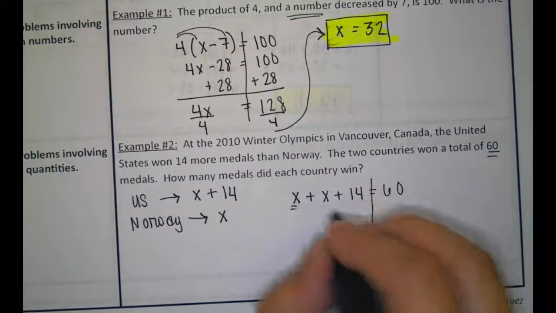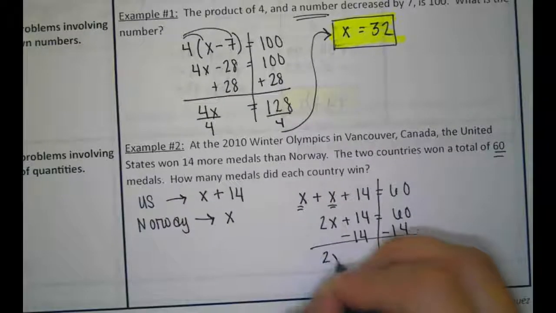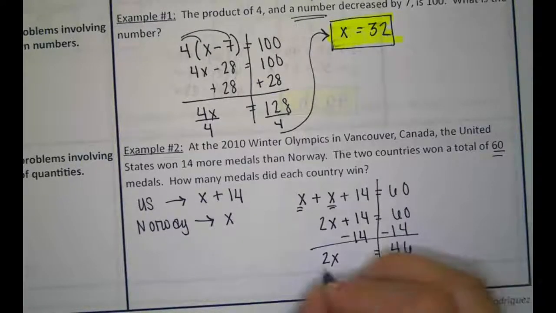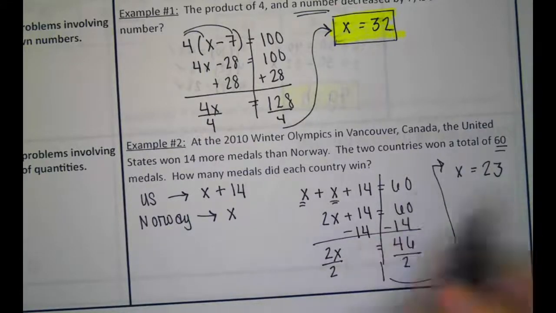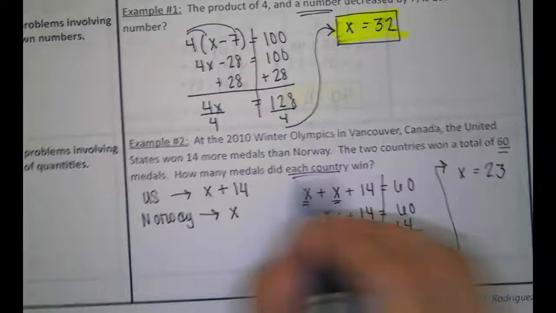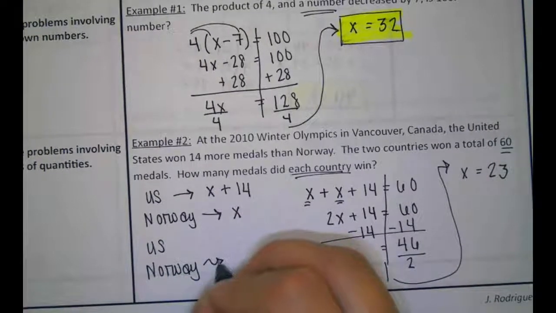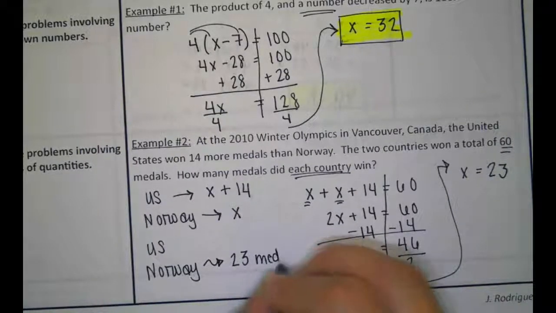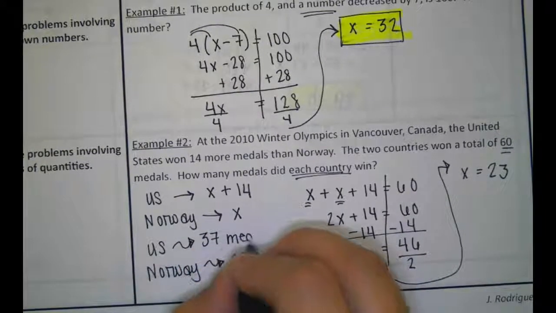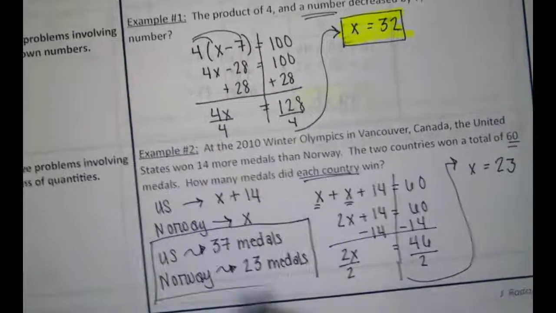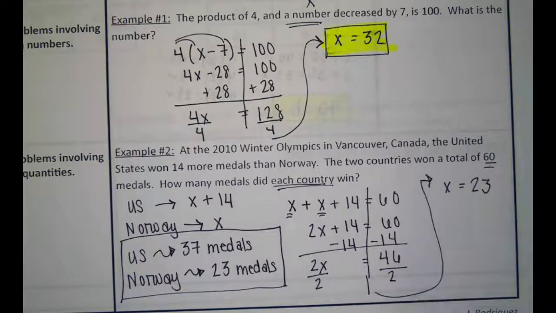There's our equation. I'm going to combine like terms. So I've got 2x plus 14 equals 60. Subtract 14 from both sides. I've got 2x equals 46. Divide by 2. It looks like x is 23. But they're not asking for x. They want to know how many medals each country won. Norway won x medals, and x is 23. The U.S. won 14 more medals than that, so 23 plus 14 is 37. That's our answer. Just to double check, they should total 60, so 37 plus 23 is in fact 60, so we're good.